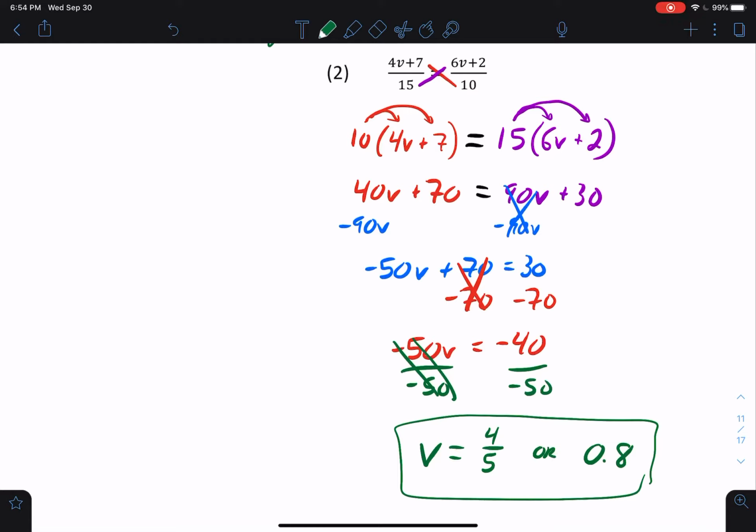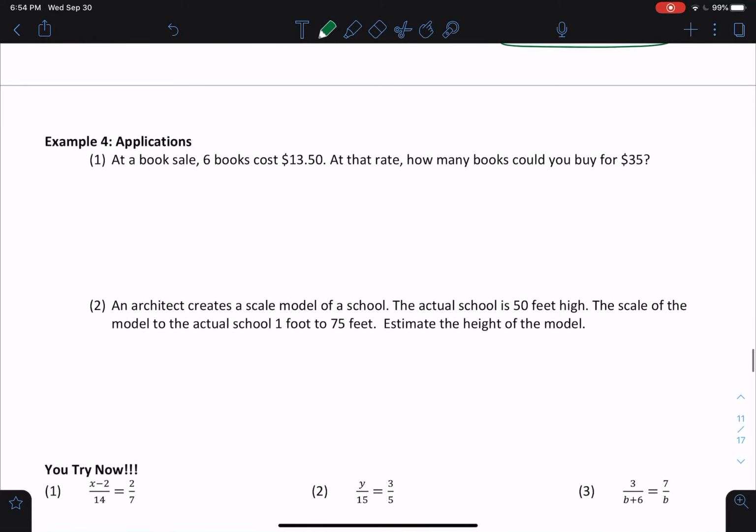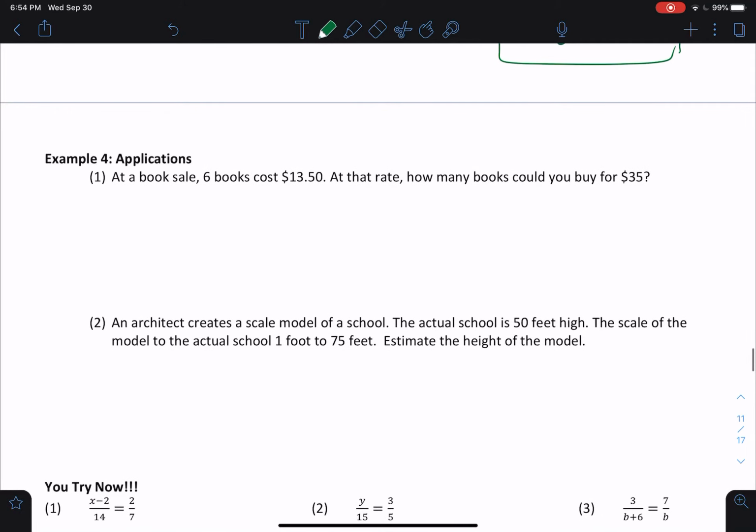Okay, it's still an equation. You can still check your work. So that is how we cross multiply. We can also do it with equations. Or not with equations, with applications. All right?